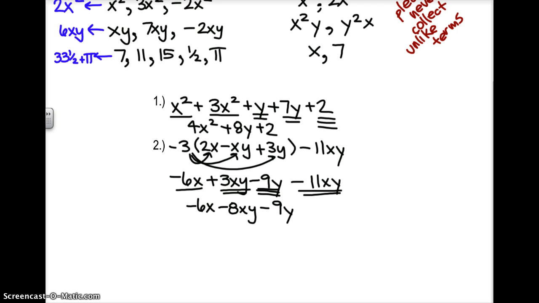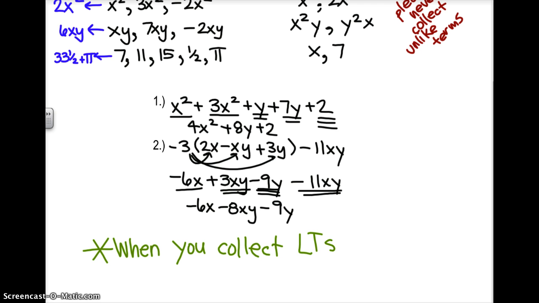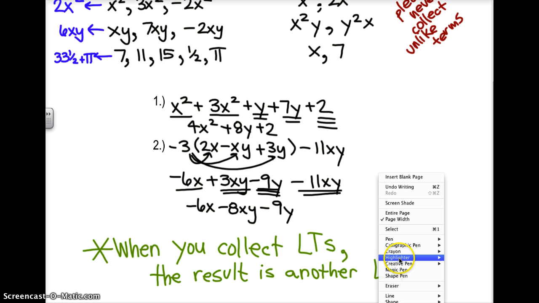Okay? Final thought for you. When you collect your like terms, LTs, just your like terms, the result of the collection is another like term. Here is what I mean. Try this one more time.